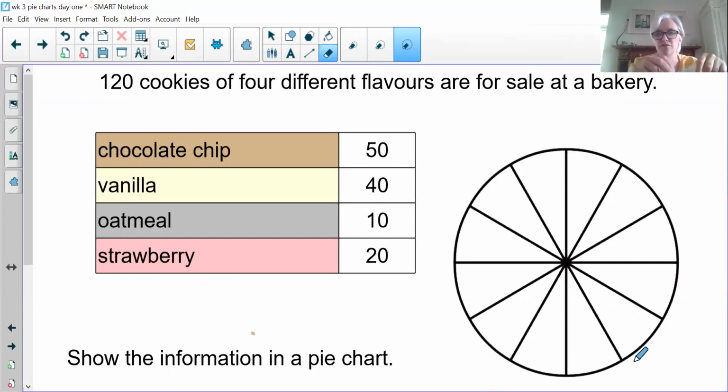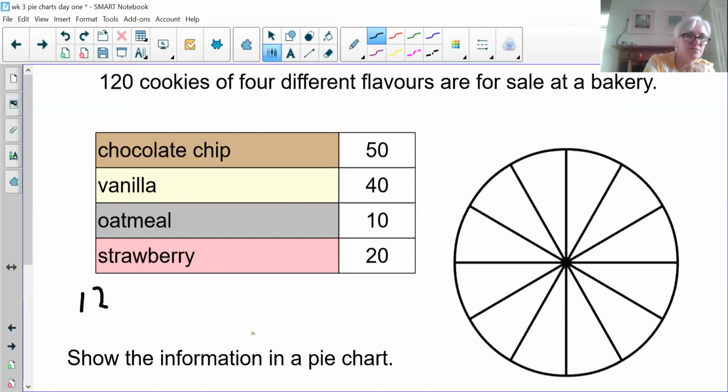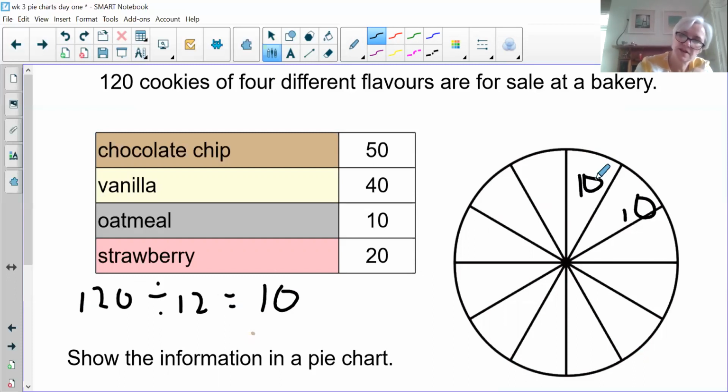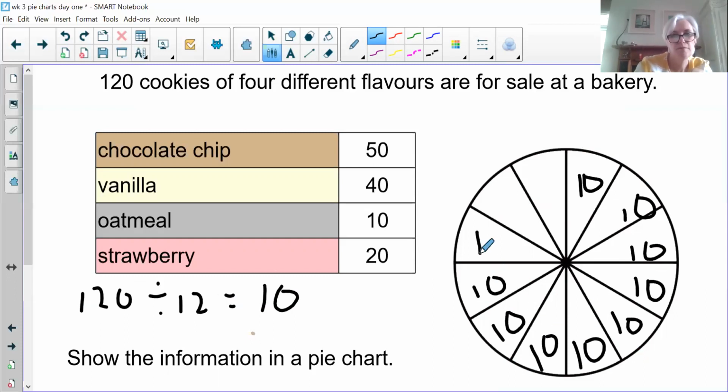And we know again that there are 12 segments of our pie. Work out what you need to do first. And that's to work out what each segment is worth. You should have done for that 120 divided by 12. I think everyone knows that that's 10. That means each one of these is 10.